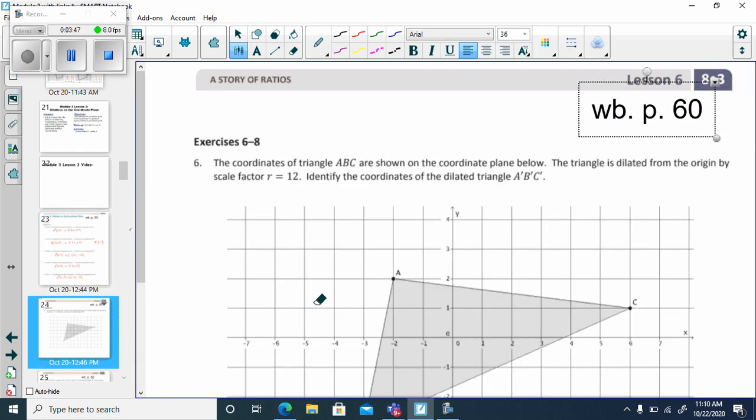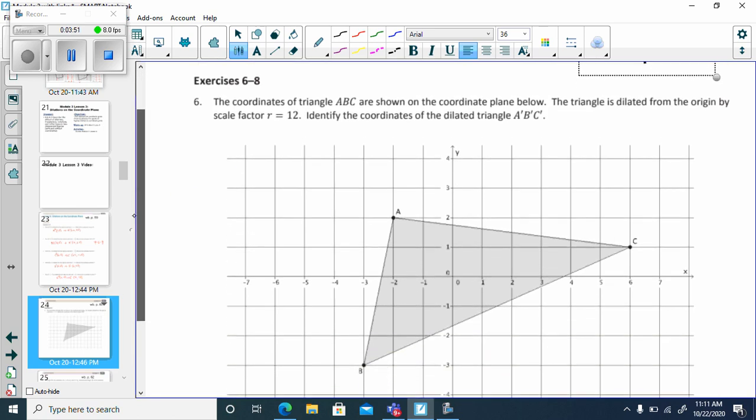Now, in your workbook, go to page 60. This says the coordinates of triangle ABC are shown in the coordinate plane below. The triangle is dilated from the origin by a scale factor of 12. I'm going to make it 12 times bigger. Identify the coordinates of the dilated triangle, A prime, B prime, C prime. They didn't ask you to plot it. They just want the coordinates.